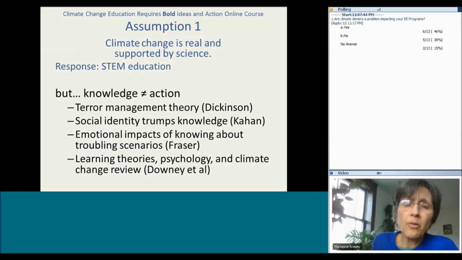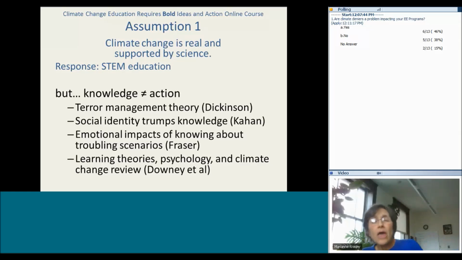Now the third comes from the work of John Fraser, who is a researcher, but he's also the evaluator for EE Capacity. He runs an organization called newknowledge.org in New York City. And he has written about the emotional impacts of knowing about troubling scenarios, particularly related to the environment. So he's done research on environmental educators and how we, on a daily basis really, are exposed to things that aren't very happy that might make us feel sad, like environments being degraded. And this can lead to people actually feeling sad and depressed.